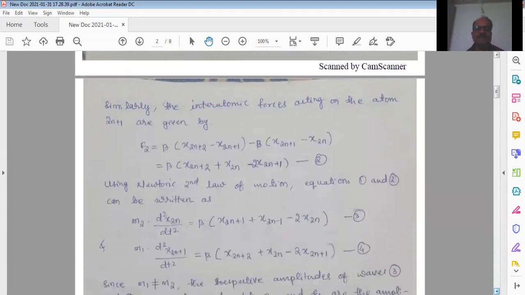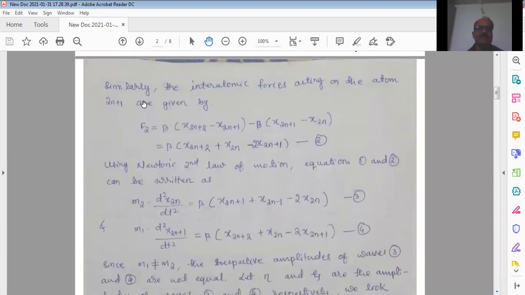Similarly, the interatomic forces acting on the atom 2n plus 1 are given by this equation, as I explained just now. 2n plus 1 is next to the 2n atom, and similarly two forces are acting on this 2n plus 1 atom, which are opposite in direction. Therefore we are subtracting here, and again when you simplify this equation, you will get this equation. This is equation 2. And now, using Newton's second law of motion, equations 1 and 2 can be written this way.